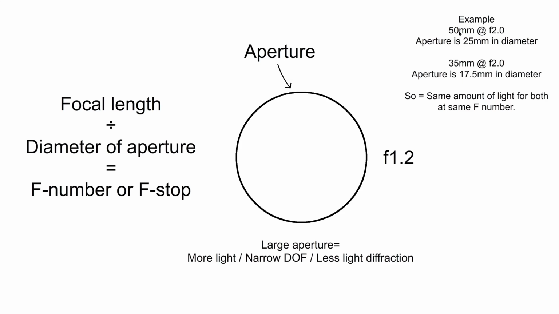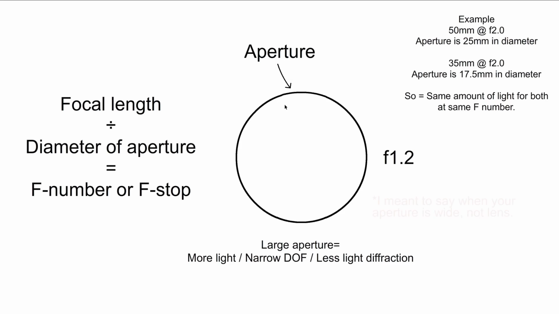A couple of examples. If you have a 50mm lens at f2, the aperture is going to be 25mm across. If you have a 35mm f2, then the aperture is going to be 17.5mm across. What this means is the same f-stop number should give about the same level of light. There are going to be some imperfections in different lenses and bits of glass, so it's not always exact, but it should be a good representation of the amount of light getting in, so you can match exposure between different focal length lenses.